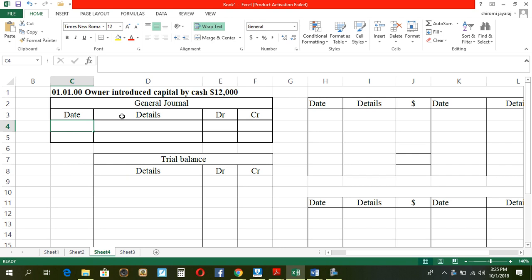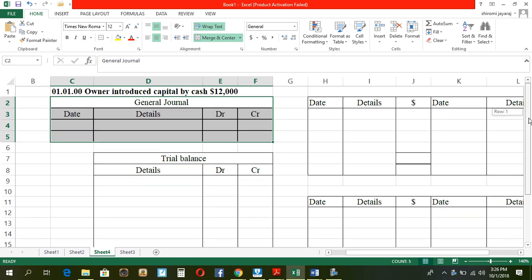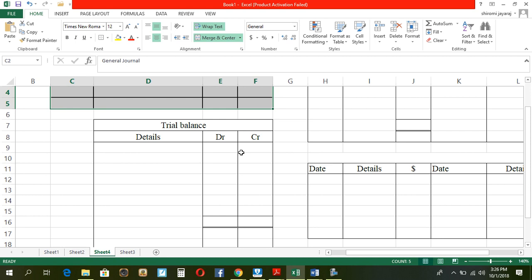Okay. Now what is the date? It was on 1st of Jan, right? Okay. What is the first document you see here? This is called a general journal. And look at the format of a trial balance. Can you see the trial balance here? You get a details column, a debit column, and a credit column.